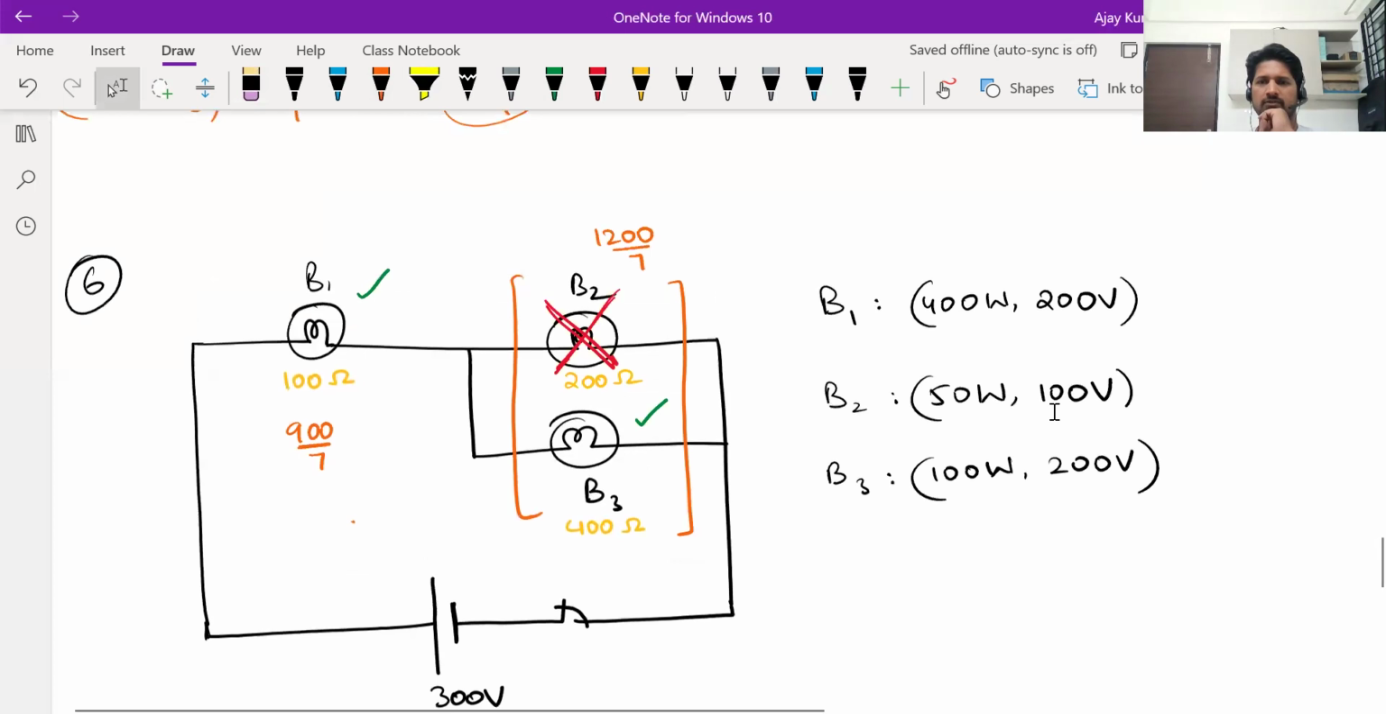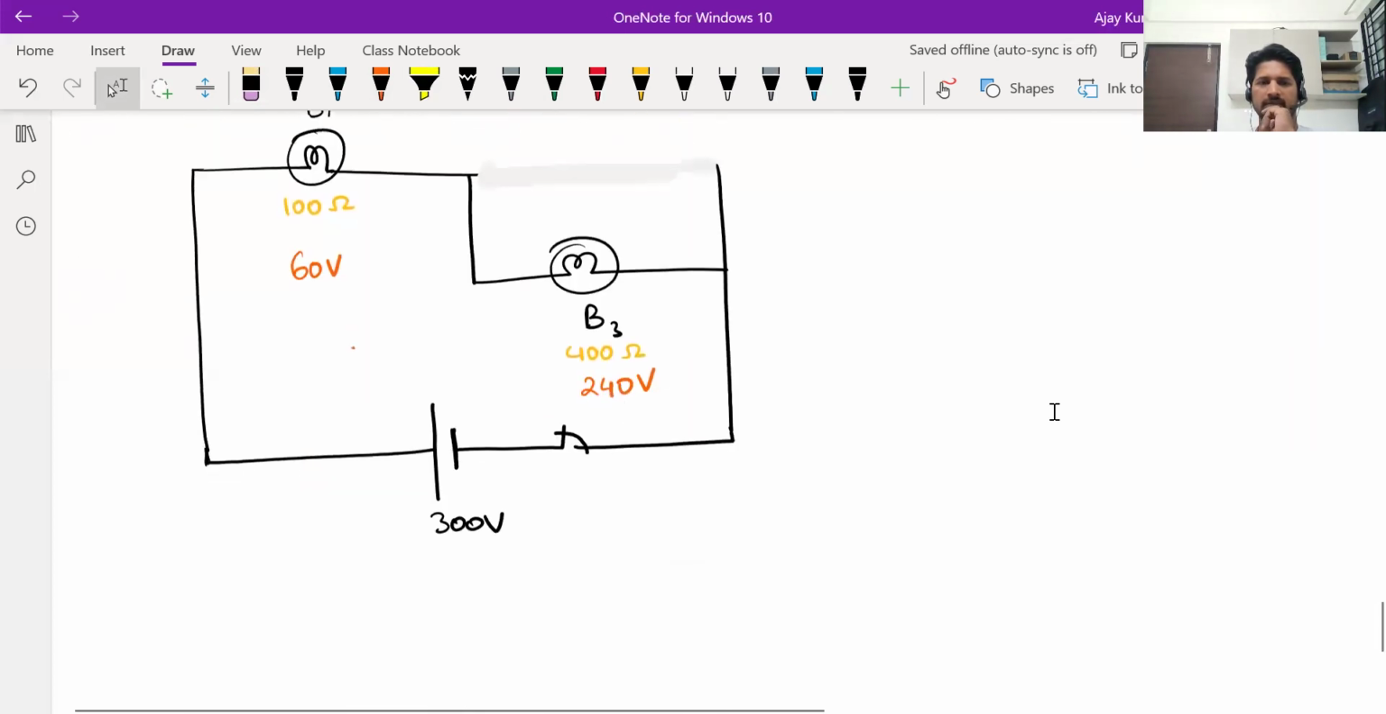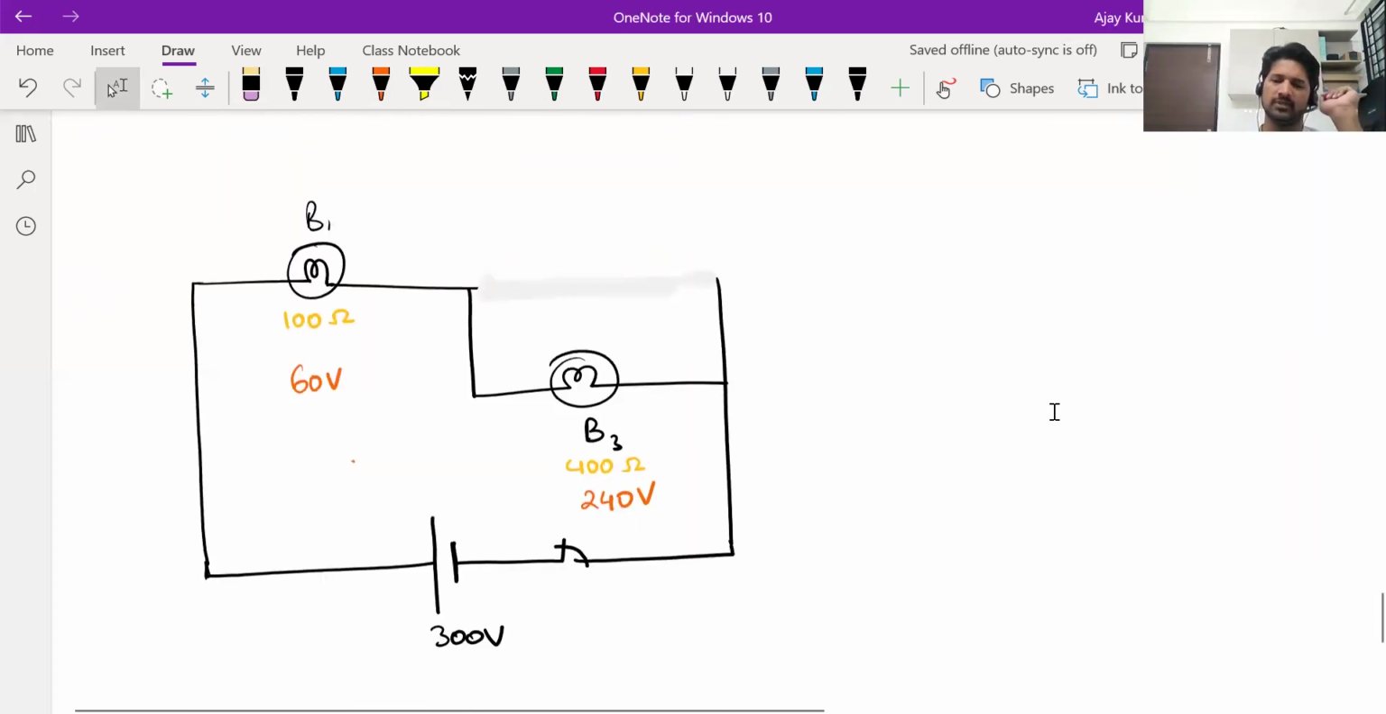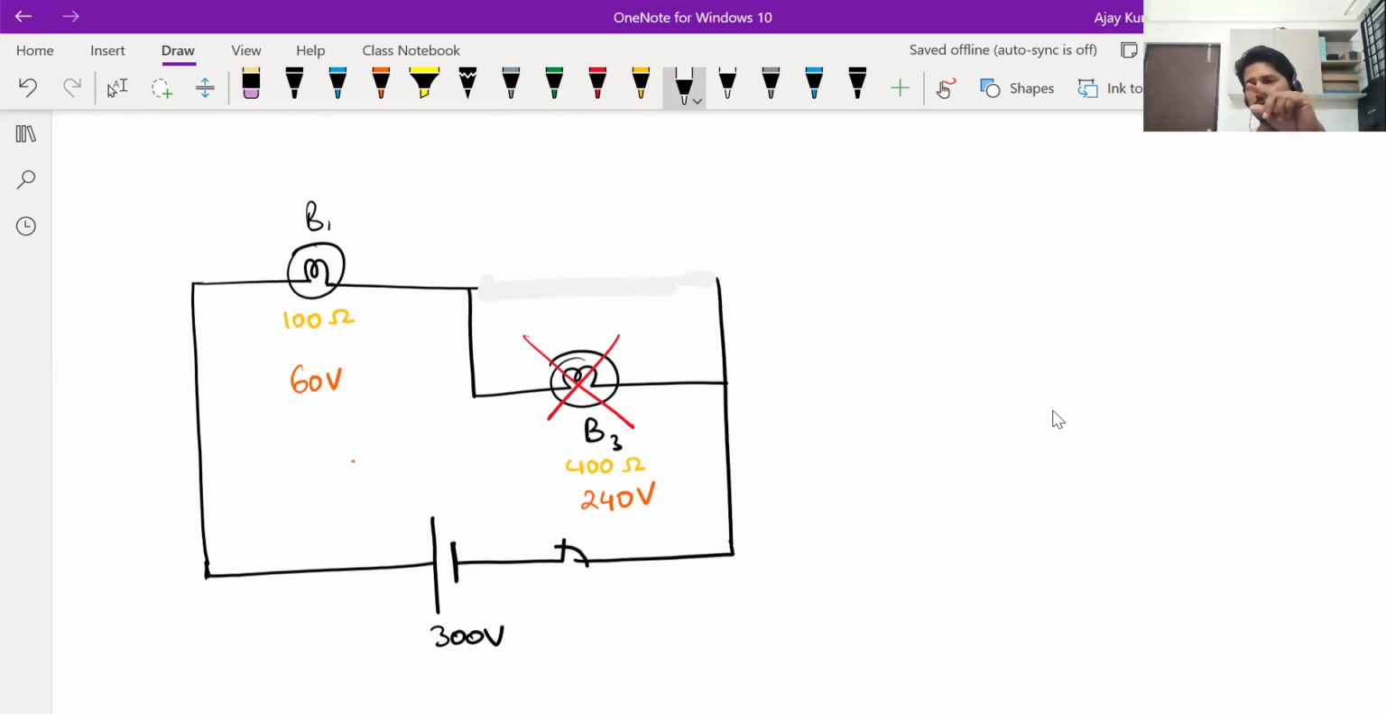Their rated voltages were 200 and 200. B3 will fuse now. And B1 will stop glowing, because the moment B3 fuses, there is no closed path for current to flow. B1 will stop glowing. It won't fuse. Its rated voltage was 200, but it gets only 60, so nothing will happen to it. So now you can say B2 fuses first, followed by B3.